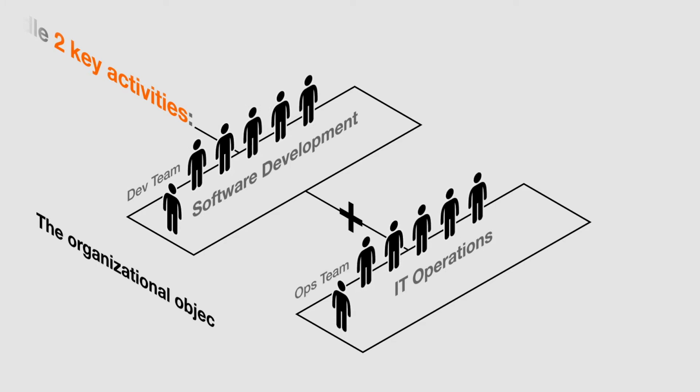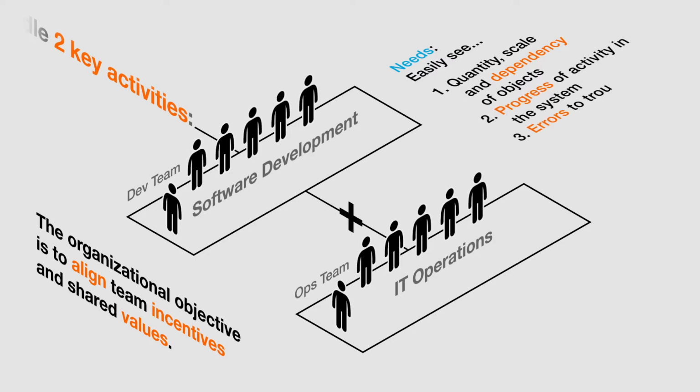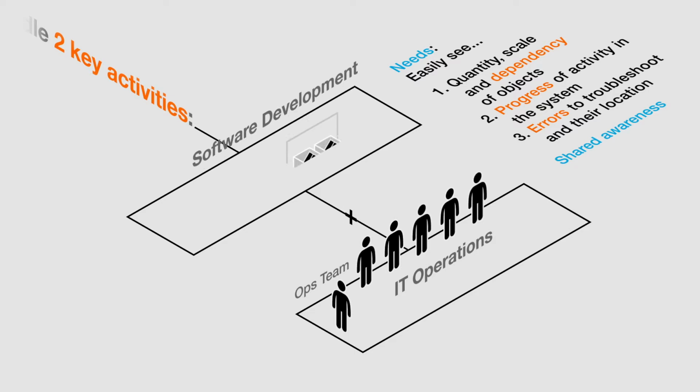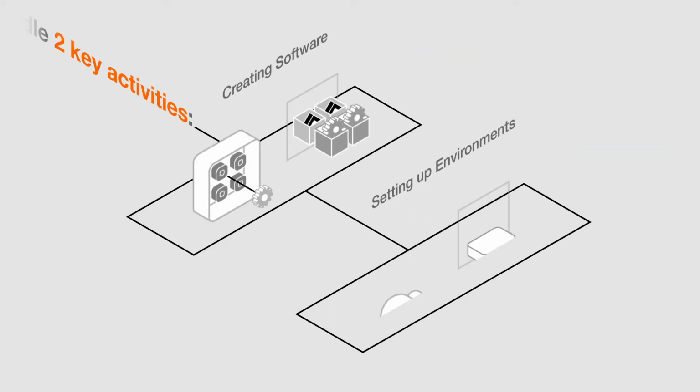These activities are executed by a dev team and by an ops team. The organizational objective is to align team incentives and shared values, and in doing so, we identify common needs to easily see the quantity, scale, and dependency of objects, the progress of activity in the system, errors to troubleshoot, and their location. Ultimately, they want a shared awareness. The dev team concerns itself with creating stable, quality software, and the ops team with setting up environments that meet the software's requirements to run with consistency.